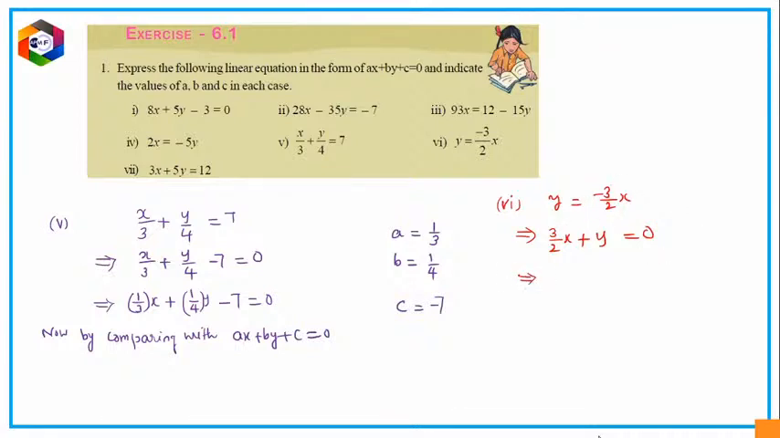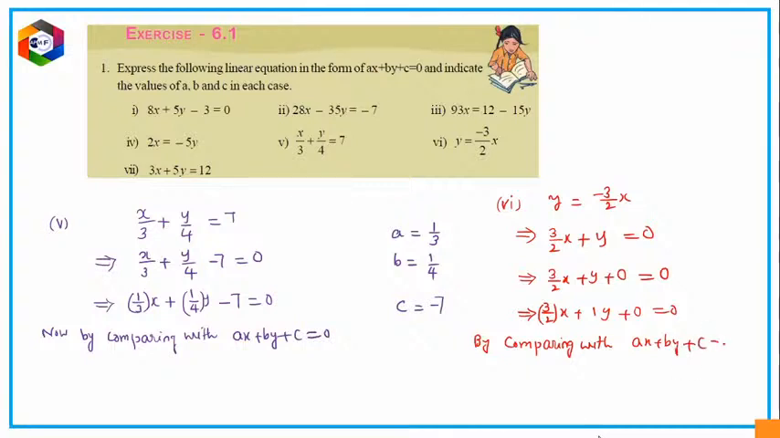And again, before comparison, we need x term, y term and constant term. That means 3 by 2x plus y plus 0 is equal to 0. Now this again I am going to write as 3 by 2 into x plus 1 into y plus 0 is equal to 0. Now by comparing with ax plus by plus c equal to 0, now it is very clear, the x coefficient is a. So what is the x coefficient here? a is equal to 3 by 2. What is the y coefficient?